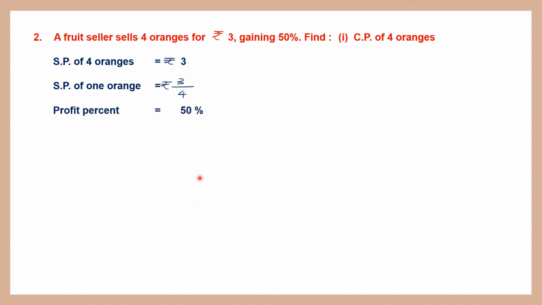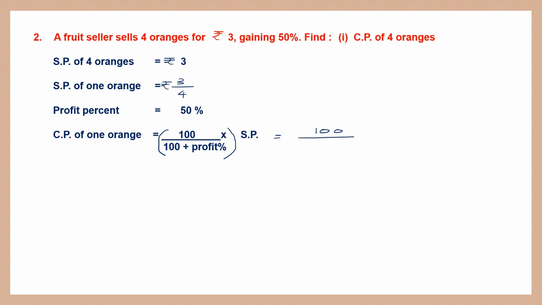Now that we have the selling price of 1 orange and the profit percent, we can use the formula: cost price of 1 orange is 100 divided by 100 plus profit percent, into selling price. So let's simplify this. This will be 100 divided by 100 plus profit percent, and profit percent is 50. We multiply this into the selling price, and the selling price is 3 by 4. So this is 100 divided by 150 into 3 by 4.